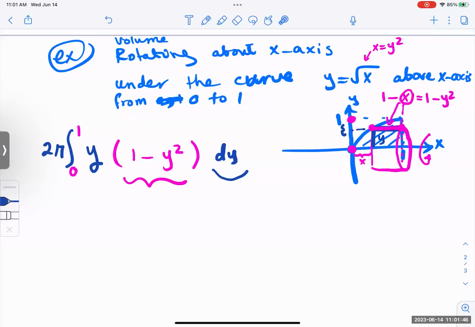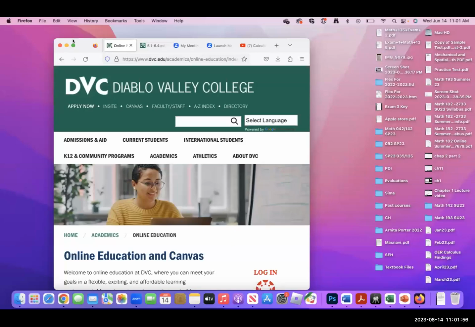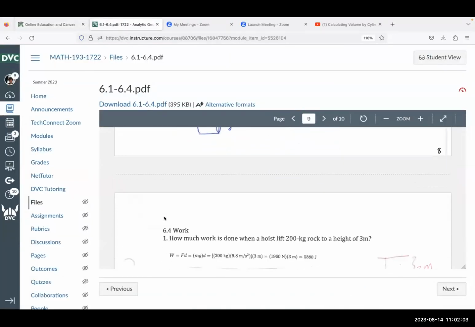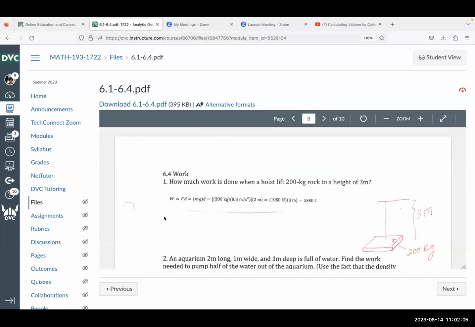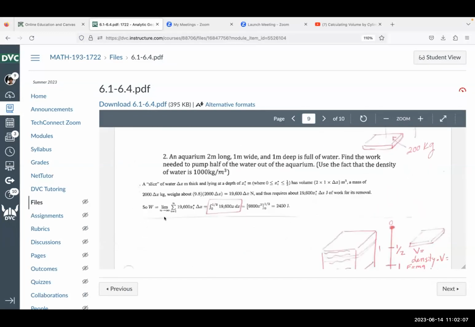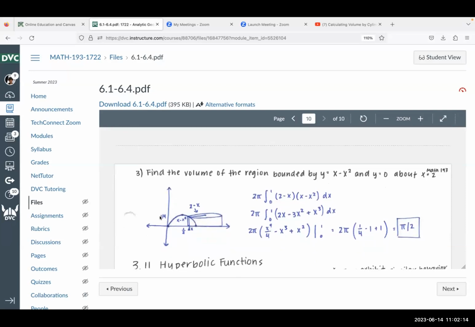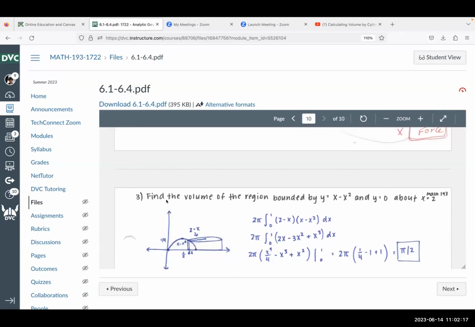So let me just share my screen with you. Here it is. So 6-4 are work problems. If you have time, we're going to do one more example of cylindrical shells today. But before that, let me tell you what is your take home.